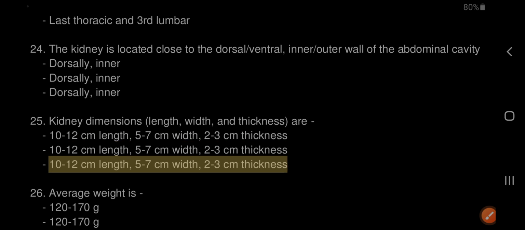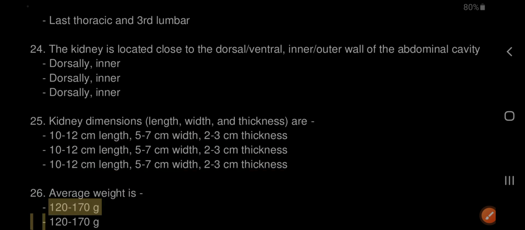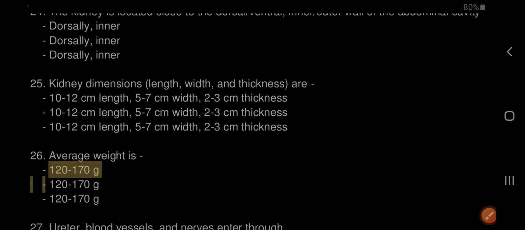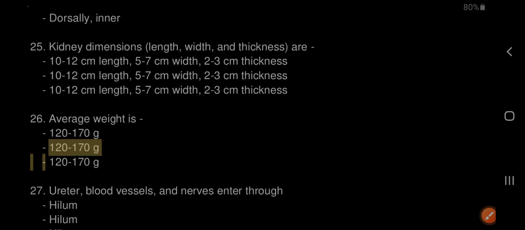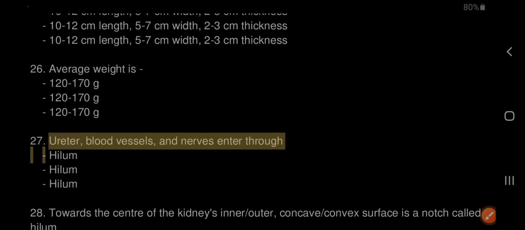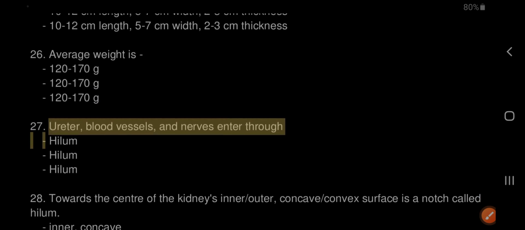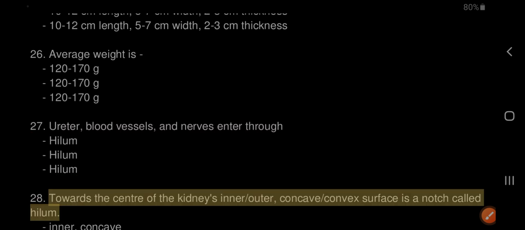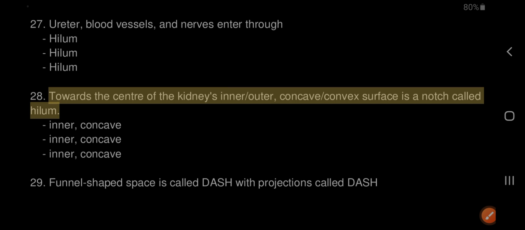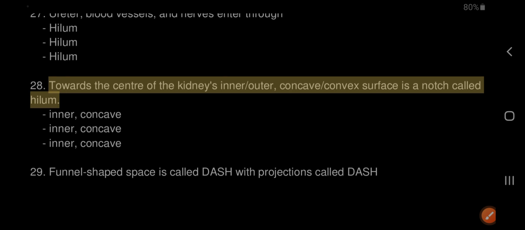26. Average weight is 120 to 170 g. 27. Ureter, blood vessels, and nerves enter through the hilum. 28. Towards the center of the kidney's inner concave surface is a notch called hilum.